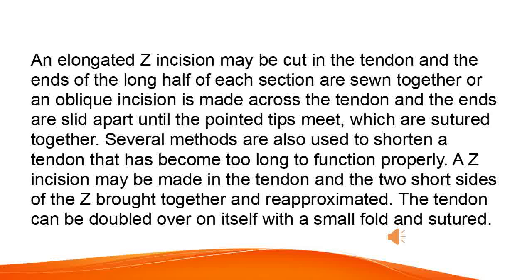An elongated Z incision may be cut in the tendon and the ends of the long half of each section are sewn together, or an oblique incision is made across the tendon and the ends are slid apart until the pointed tips meet, which are sutured together.